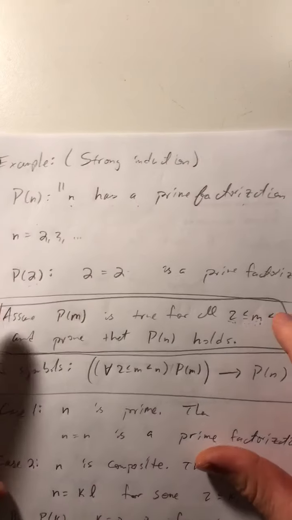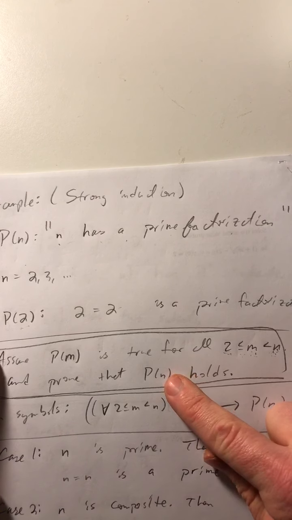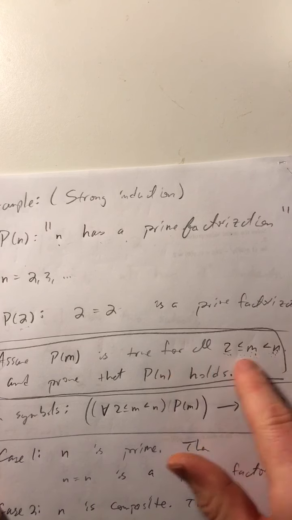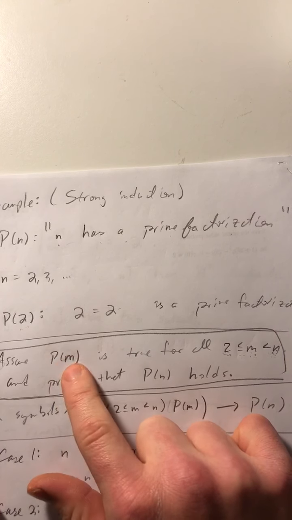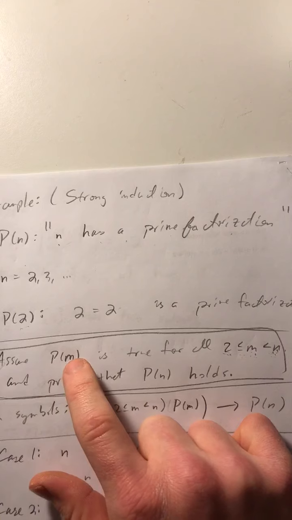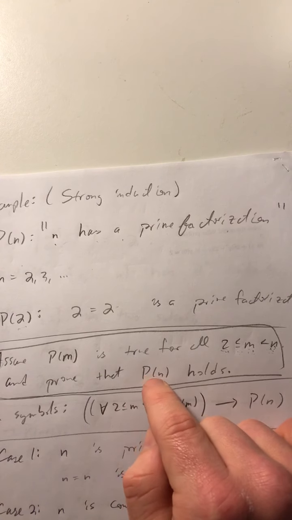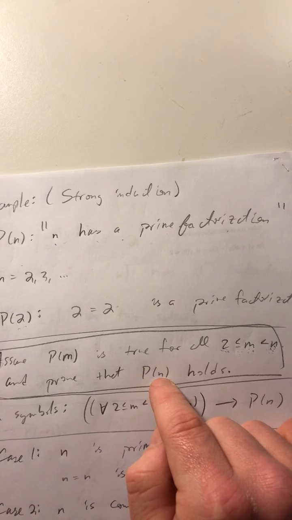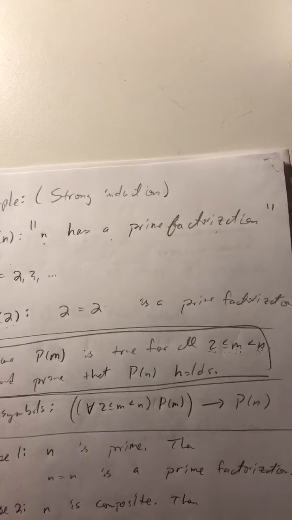Here, if I wanted to get p of 10, then I had to assume p of 9 and p of 8 and p of 7 and p of 6 and p of 5 and p of 4 and p of 3 and p of 2. That's what this box said: to get to p of n, I didn't just assume p of the previous thing, I assumed p of all of the previous things is true.